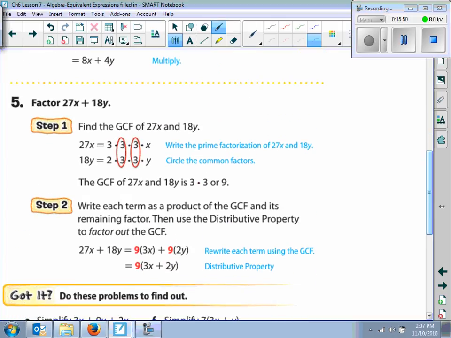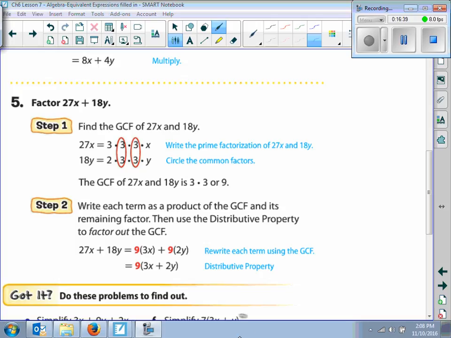Now, factoring. We did some of this yesterday, right? So, we're going to factor, and then we're going to rewrite using the distributive property. So, here, for 27x plus 18y, the 27 breaks down to 3 times 3 times 3 times x. The 18y breaks down to 2 times 3 times 3 times y. So now we're going to circle what they have in common. So here they have 3's in common. 2 pairs of 3's. So the greatest common factor is 3 times 3, which is 9.